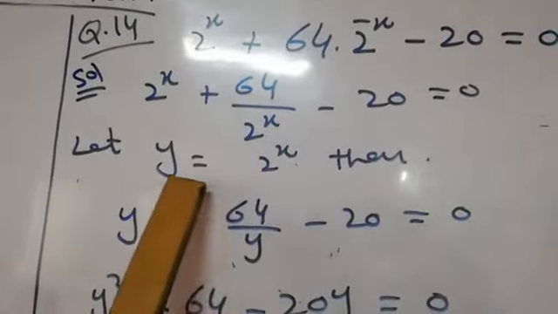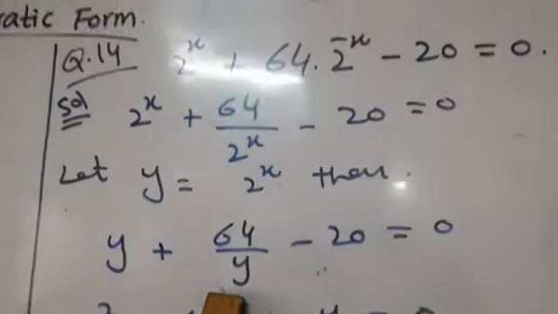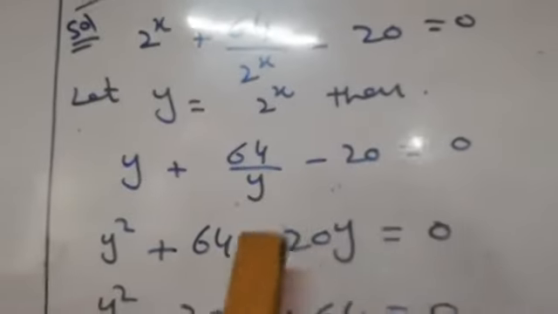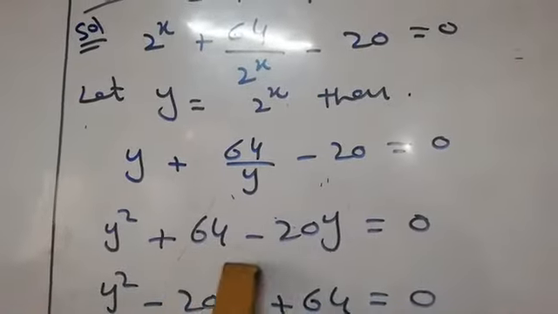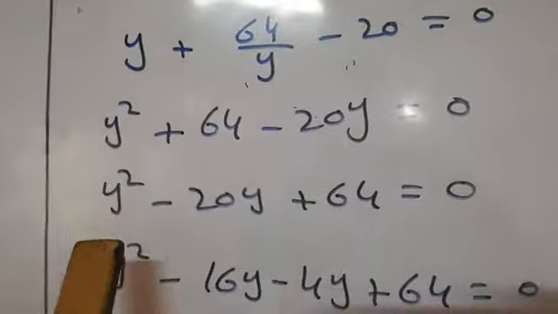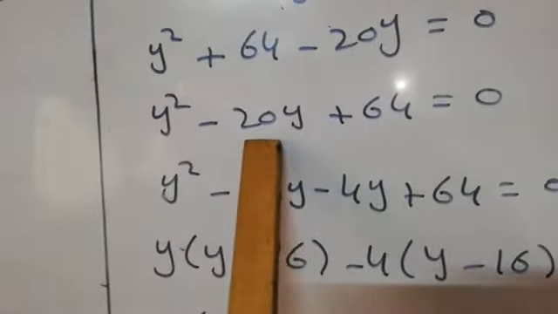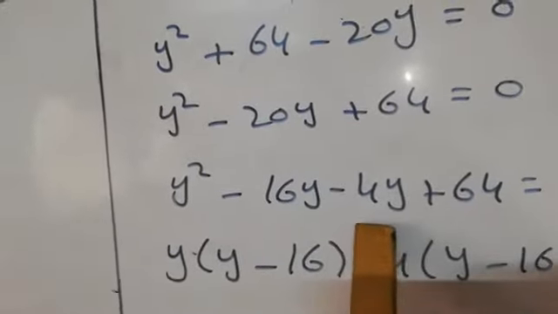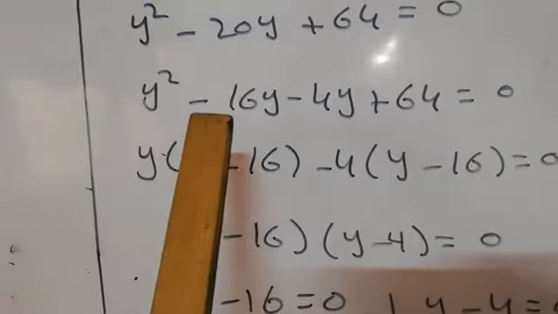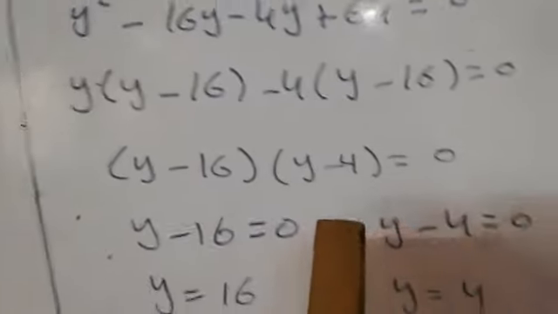After that we will put y is equal to 2 raised to power x, and then we get y plus 64 by y minus 20 equals to 0. We will multiply this equation by y and get y square plus 64 minus 20y is equal to 0. We will arrange this in quadratic form: y square minus 20y plus 64 is equal to 0. We will break the middle term like minus 16 minus 4, which is equal to minus 20. After taking y as common and here 4 as common, we get (y minus 16) into (y minus 4) equals to 0.